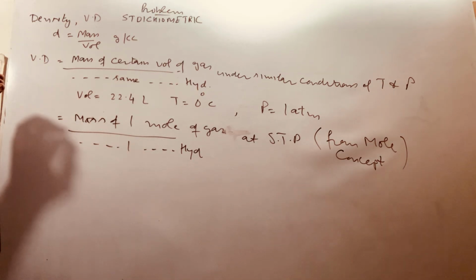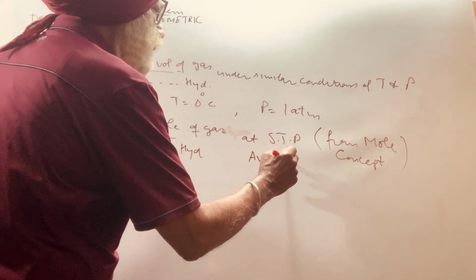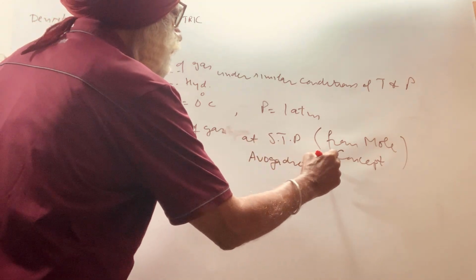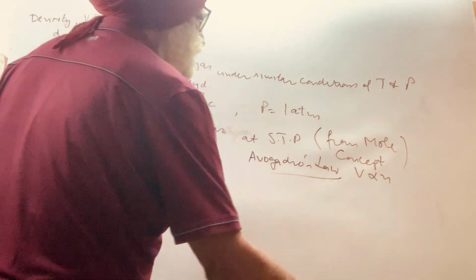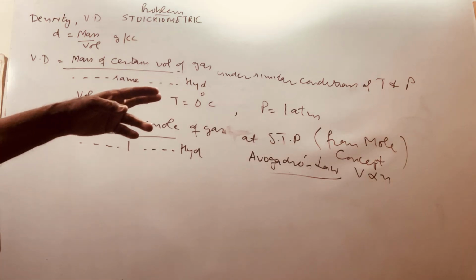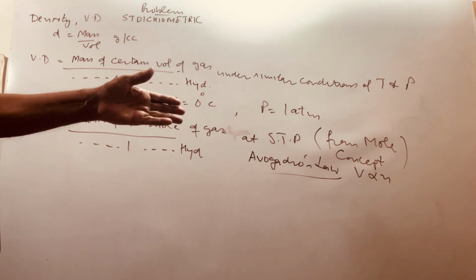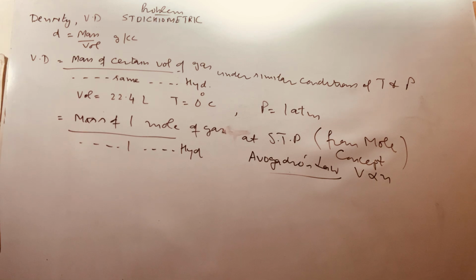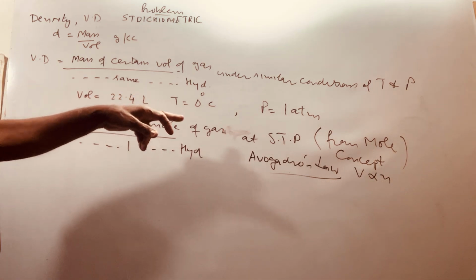This is as per Avogadro law. V is directly proportional to N under similar condition of temperature and pressure. So we have 3 gas laws: Boyle's law, Charles law, and this Avogadro law. And here, this is the mass of 1 mole of this and the mass of 1 mole of this.